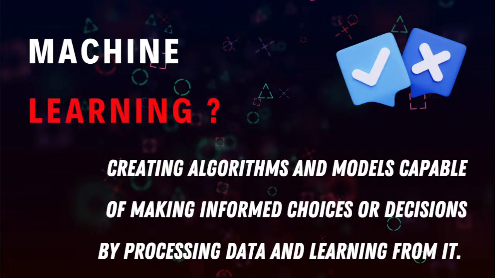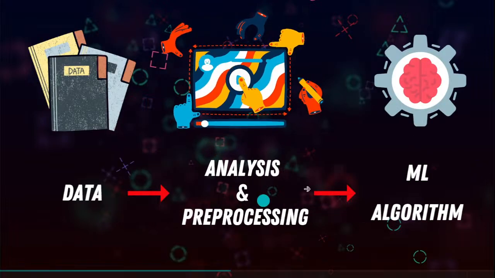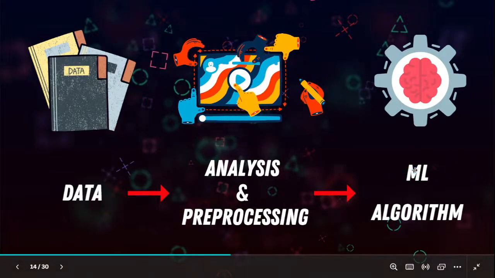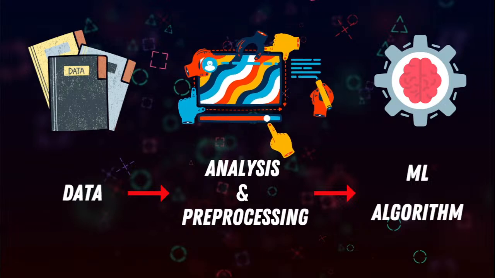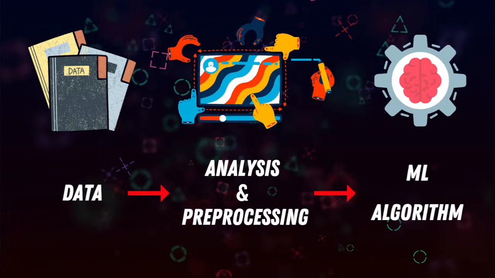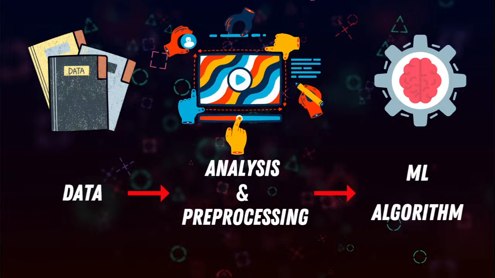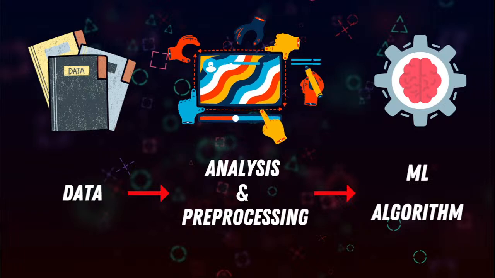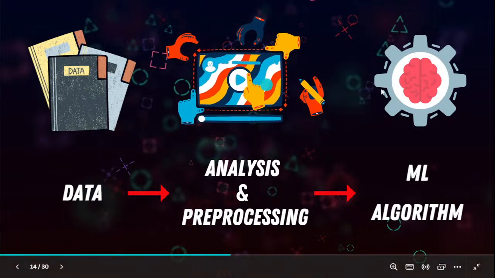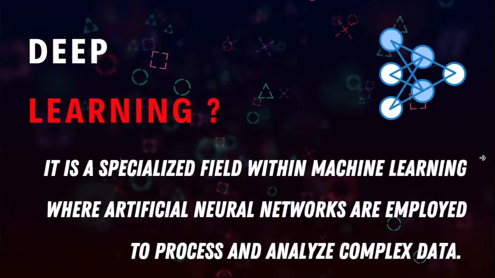Okay. If you want a brief explanation, creating algorithms and models is needed, along with informed choices and decisions, processing the data and learning from it. That is machine learning. The process of machine learning is: first we collect the data, and pre-processing means analyzing and manipulating the data. Then we create the algorithm for the machine. Then only the model will be created. It's a simple process for machine learning.